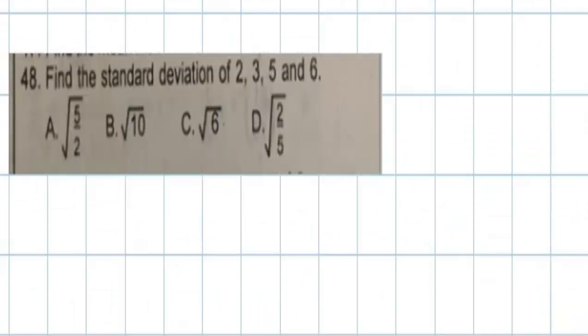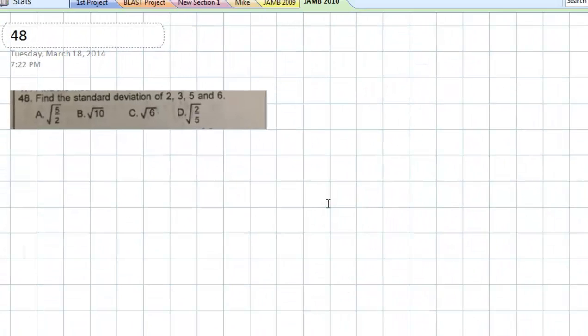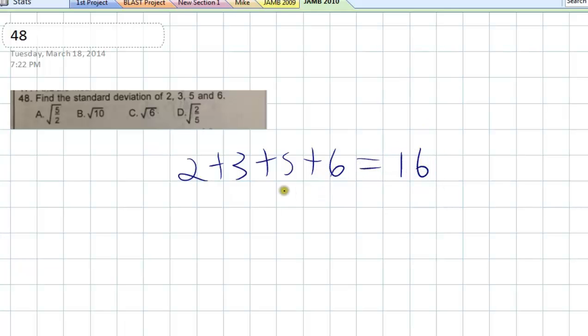Question 48 says to find the standard deviation of 2, 3, 5, and 6. So in order to find the standard deviation, first we need to know the mean of these numbers. So we're going to add them up, 2 plus 3 is 5, plus 5 is 10, plus 6 is 16, and then divide by the number of occurrences, which is 1, 2, 3, 4. So that's our mean.